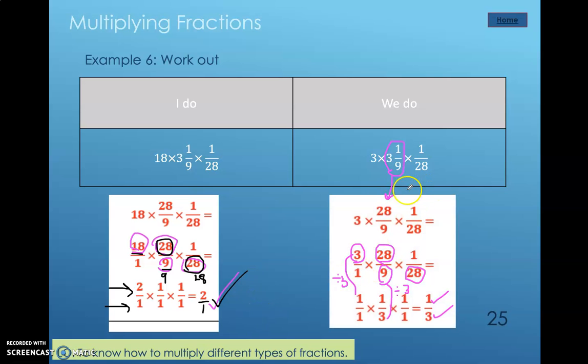Here we are. So, we first of all turned our fractions all improper. Found where we can cross-simplify. Our 3 on the numerator and our 9 in the denominator, and our 28 and our 28. So once we times the numbers on top together, we get 1. If we times the number on the bottom together, we get 3. So we get 1/3. Make sure you've copied that down.